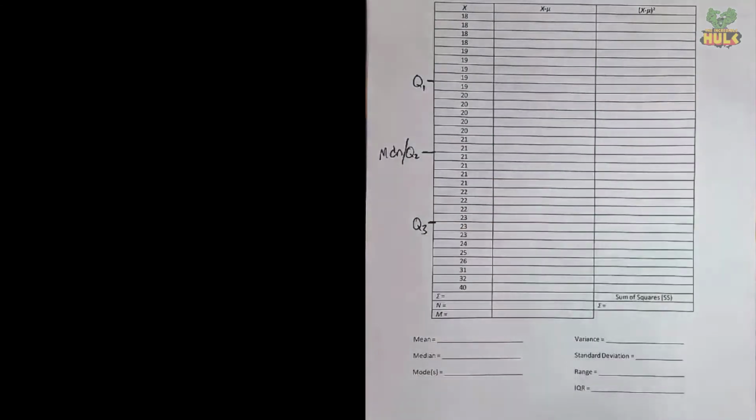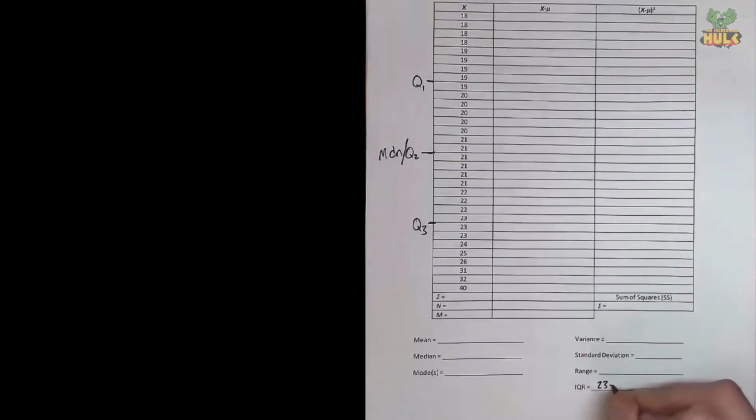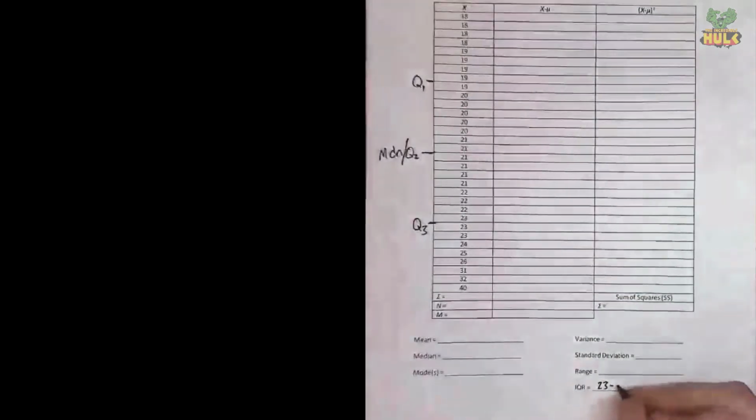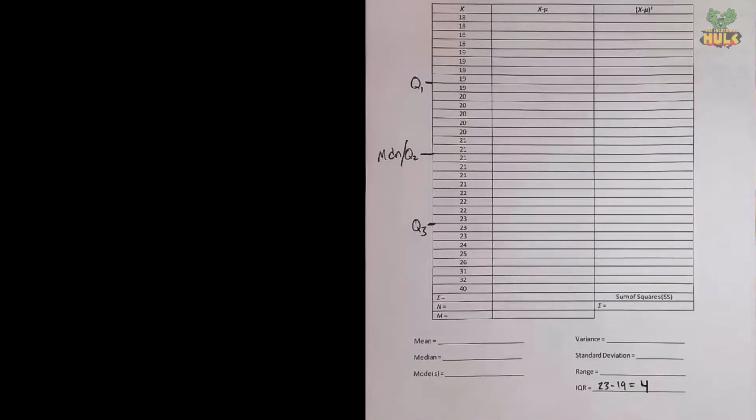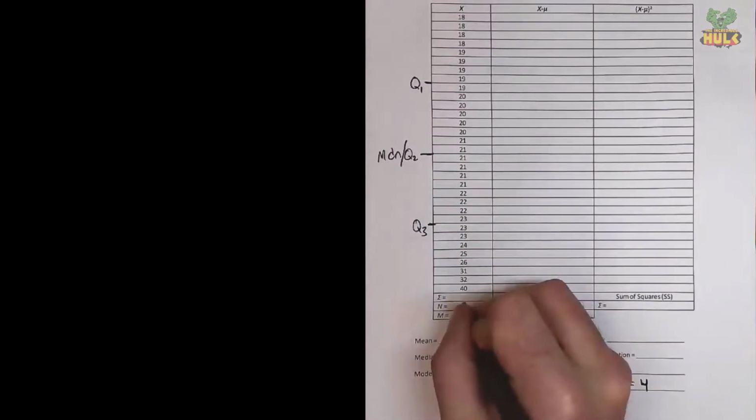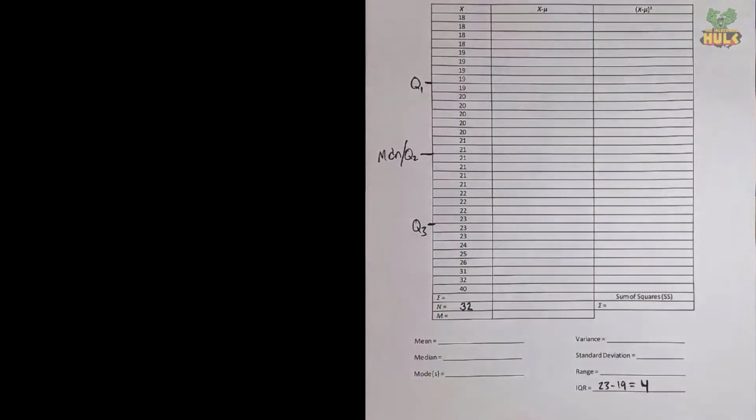So now we actually know, we can go ahead and skip to the IQR, right? So 23 is quartile 3, 19 is quartile 1, 23 minus 19 equals 4, and we have our interquartile range of 4. Okay, so I said there were 32 in here, so let's write that down right there.